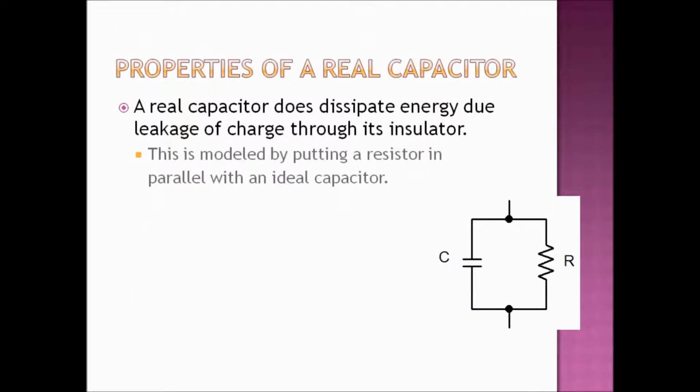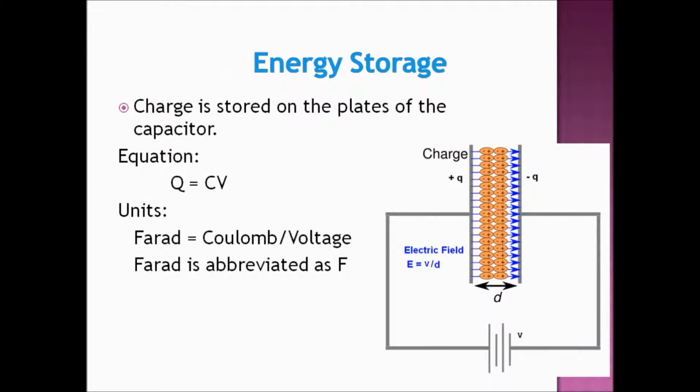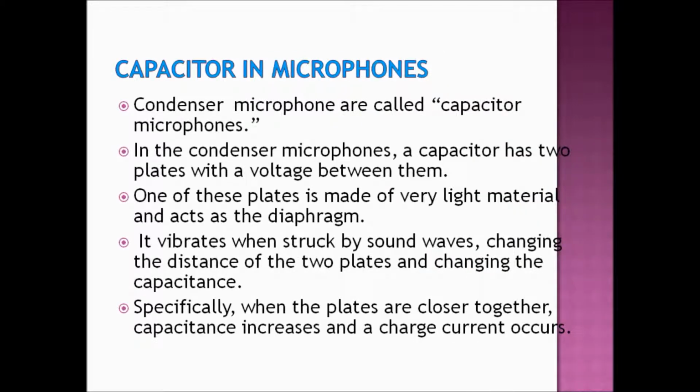Properties of a real capacitor. A real capacitor does dissipate energy due to leakage of charge through its insulator. This is modeled by putting a resistor in parallel with an ideal capacitor. Energy storage: charge is stored on the plates of the capacitor. Equation: Q equals CV. Units: Farad equals Coulomb per Volt.